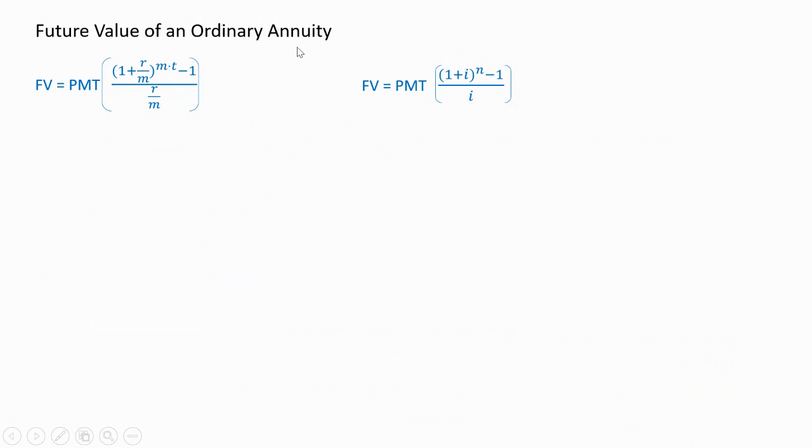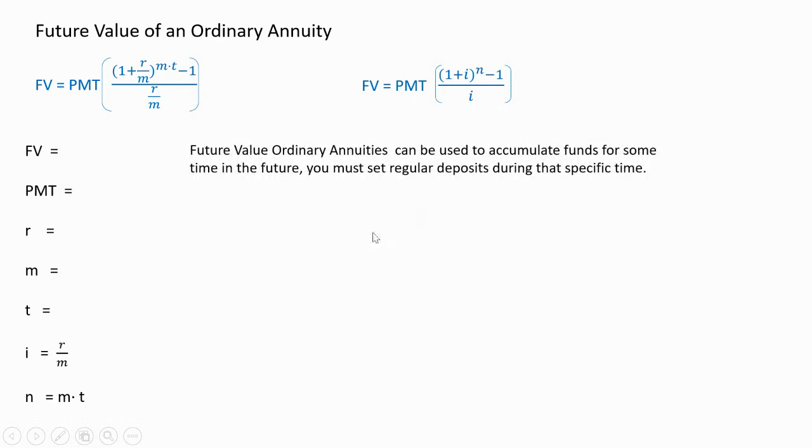Future value of an ordinary annuity. The ordinary annuity are payments at the end of every month, or at the end of every periodic timetable. So again, this formula is the same thing as this one here, because the R over M is equal to my I, and my N is equal to M times T, as you notice. So this formula is easier to plug into the calculator. And here it tells you what everything is. Let me show you an example of what this is all about.